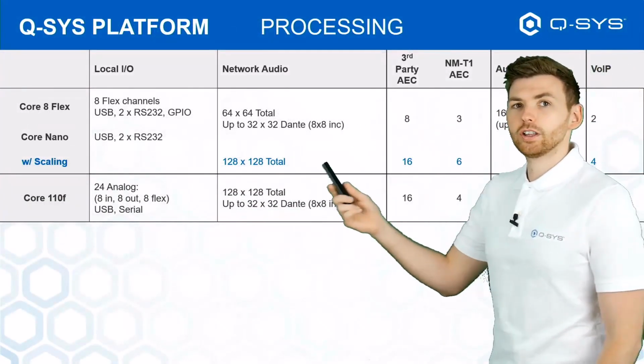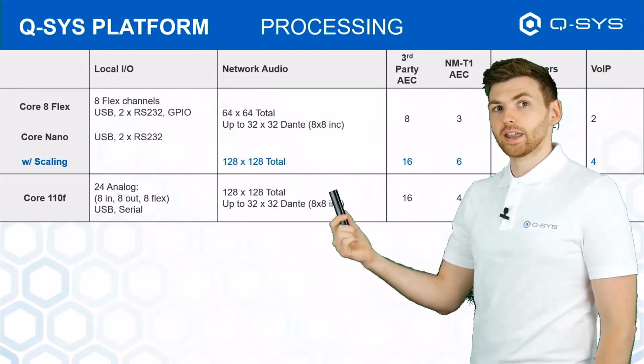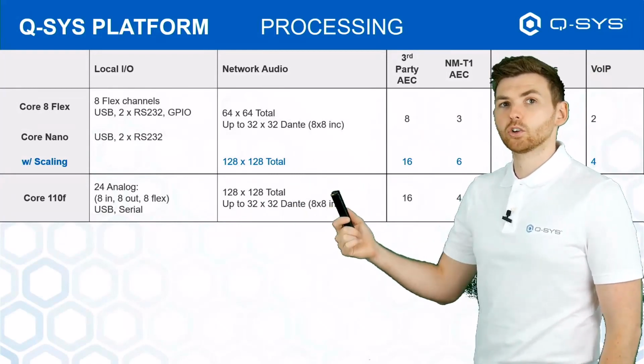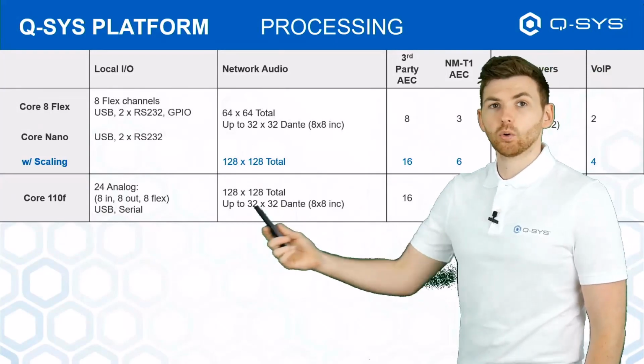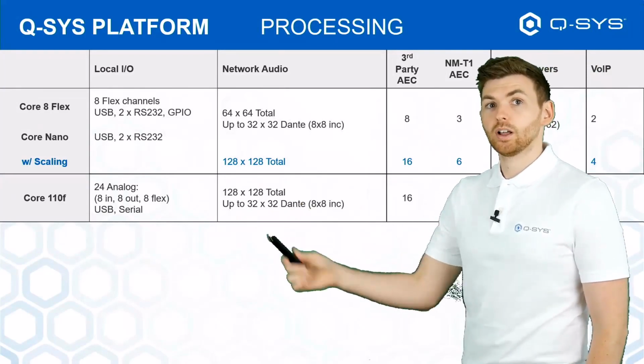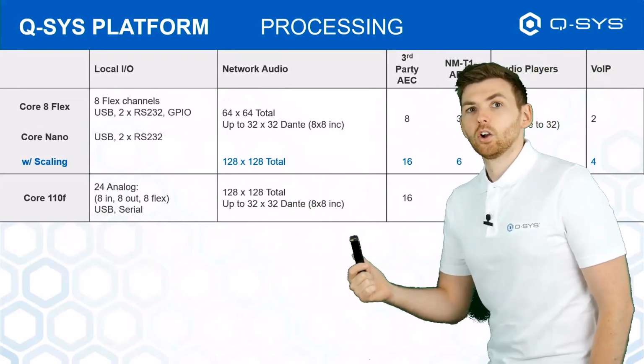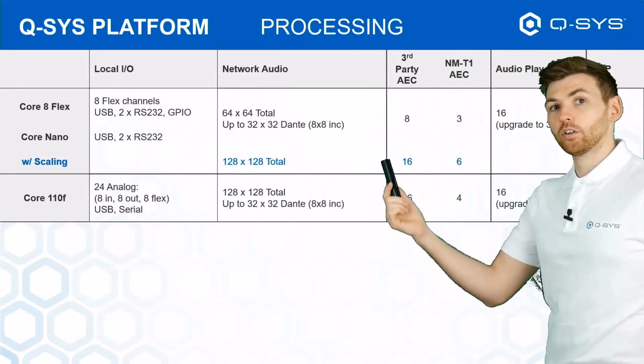So you can see that it is basically the same on a Core 110F as an upgraded Core Nano in terms of the network audio. Okay, so 128 total, up to 32 Dante. We've got 16 channels again of AEC.